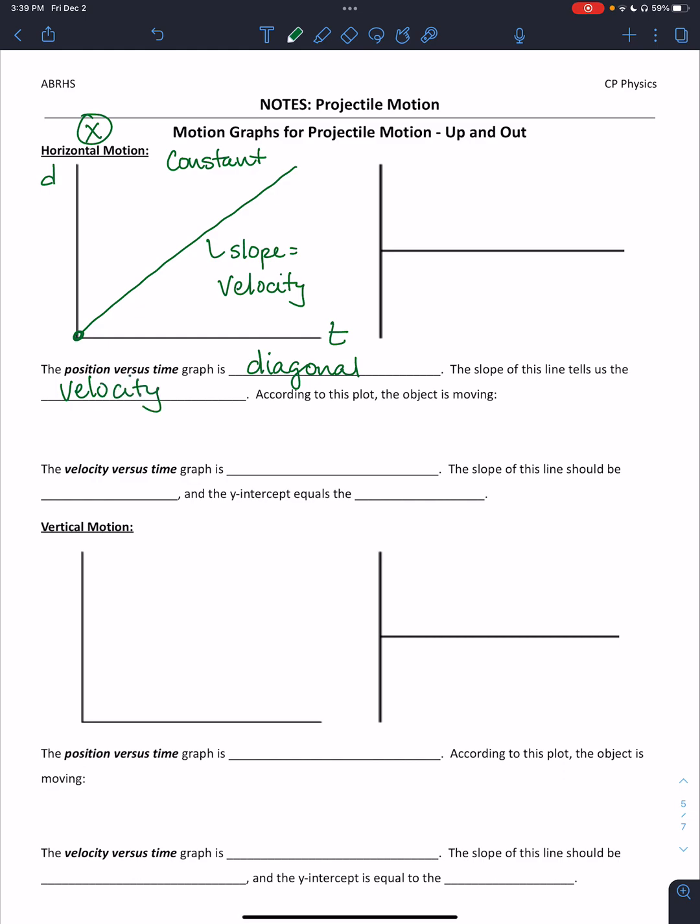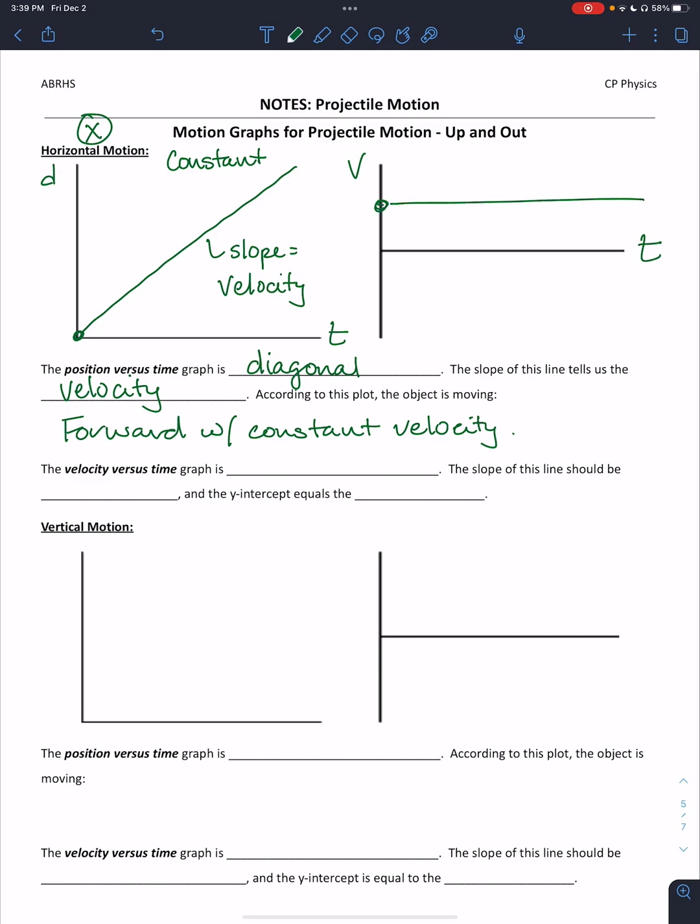If I asked you to describe what you see in this graph, you could tell me that the object is moving forward with constant velocity. Now our velocity versus time graph that corresponds to this motion is going to show a flat line for our velocity, because that value is constant. So we see a flat line and the slope is going to be 0. The y-intercept should be your velocity value, but we know that when we use Logger Pro, sometimes that's not the case. But theoretically, it should be.